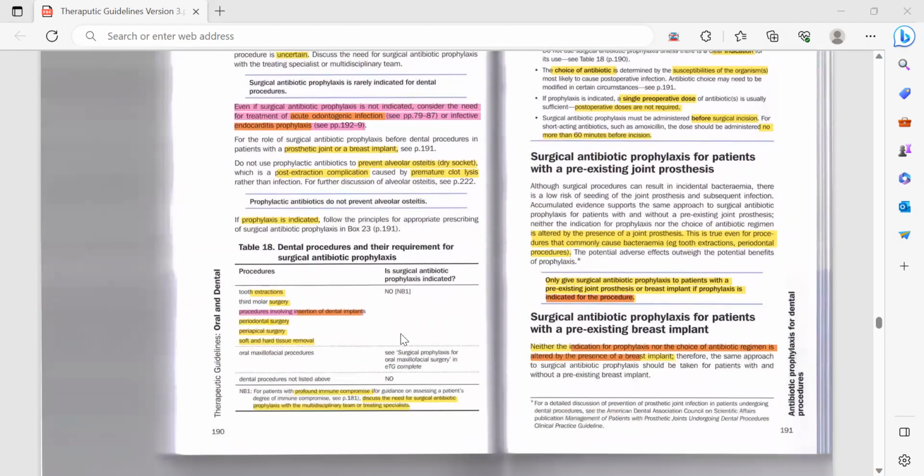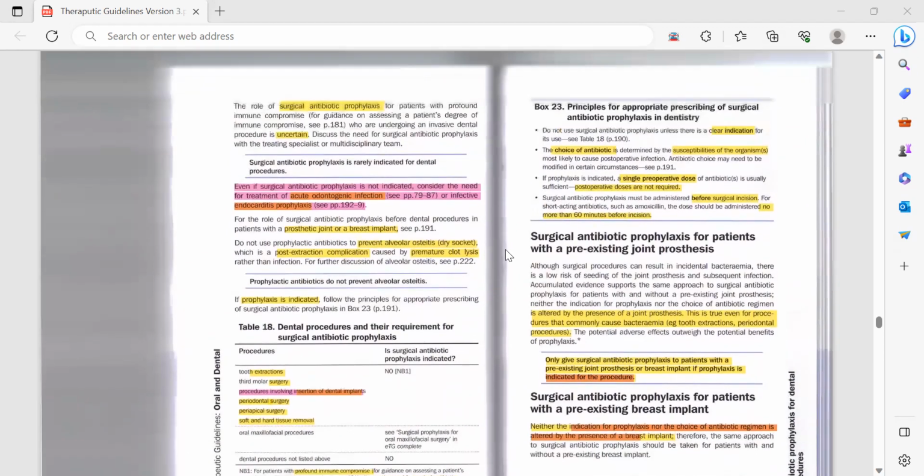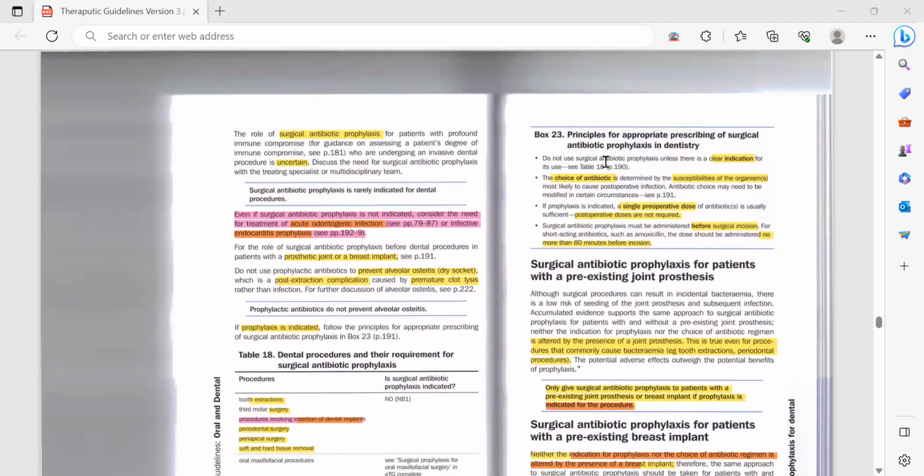Although it is very rare that you need to prescribe surgical antibiotic prophylaxis, if in a certain scenario you need to do that, then you need to follow these principles, which means that there should be a clear indication for its use. Secondly, what antibiotic would you give to the patient? The choice of antibiotic is also important because that will be determined by the susceptibility of the organism. For example, if the patient has facial swelling, it means the anaerobic bacteria are playing a much bigger role. So you need to prescribe the patient amoxicillin plus metronidazole as well.